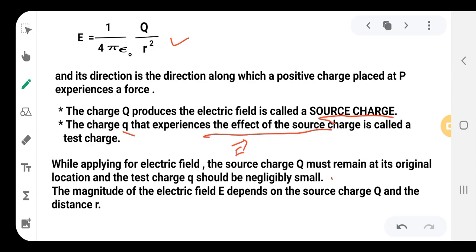And the magnitude of the electric field E depends on the magnitude of the source charge Q and the distance between them. So if the distance is increased, the electric field of the source charge decreases, right? If the distance between the source charge and the point charge increases, electric field decreases. If the R decreases, electric field increases. They are inversely proportional. Okay.